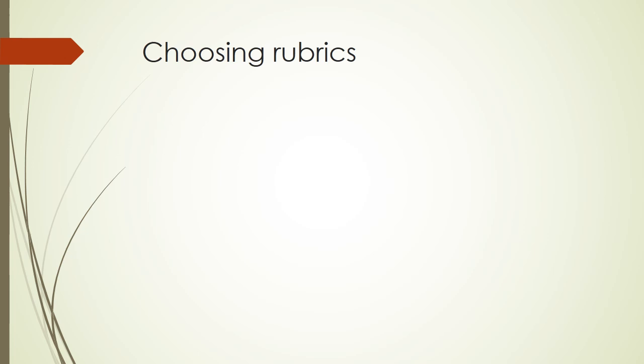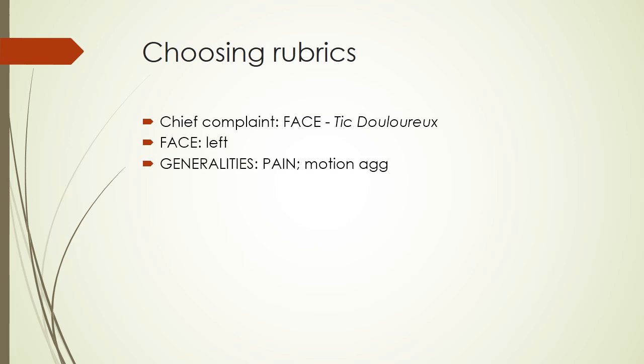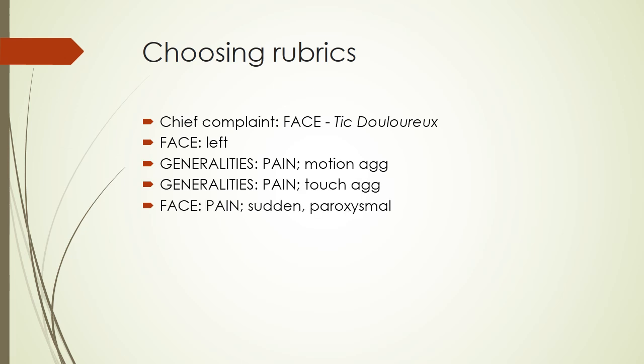So we'll now choose the rubrics from the repertory. The chief complaint, face, tic douloureux. As I told you, I'll be putting up another 2 or 3 slides to explain the impact this particular rubric has on the selection of the remedy. Face left, generalities, pain, motion aggravates. Generalities, pain, touch aggravates.